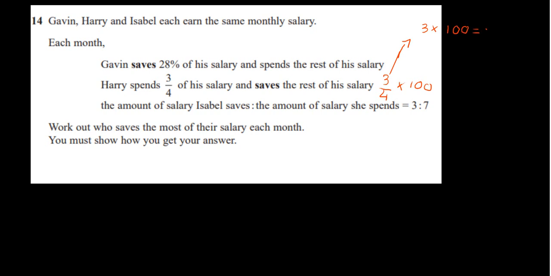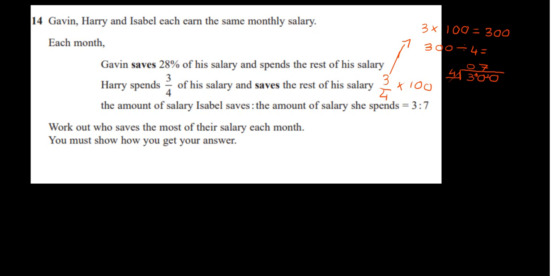So this is 75%. So he spends 75%, so he saves 25%. So 100 minus 75 is 25. How did I get that? I did 100% minus 75%. Okay, so Gavin's still saving more by 3%.